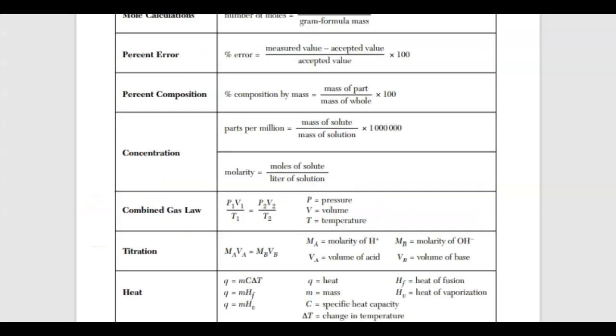All right, we're at reference table T. We're looking for parts per million, and here it is. The fraction is the mass of the solute over the mass of the solution. Remember that your solution is the whole thing. It's the solute plus the solvent. And don't forget you're going to multiply by 1,000,000. You have to add that also, or else it's not going to be a proper setup.